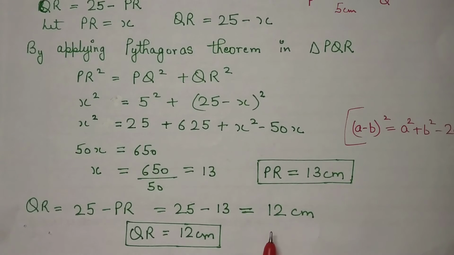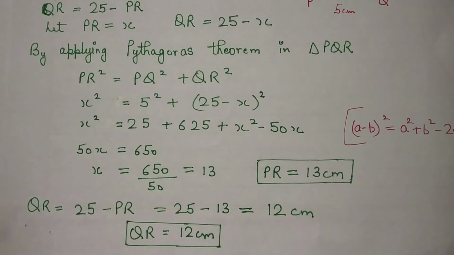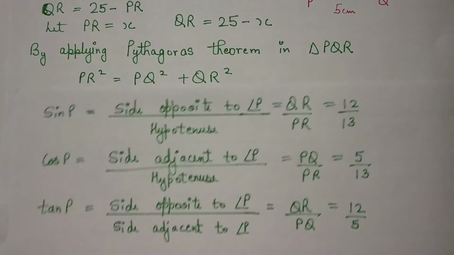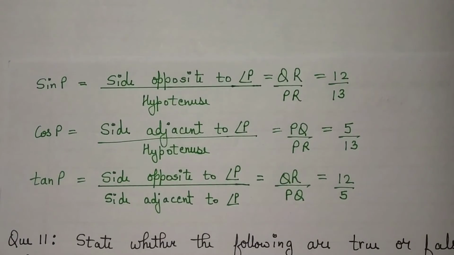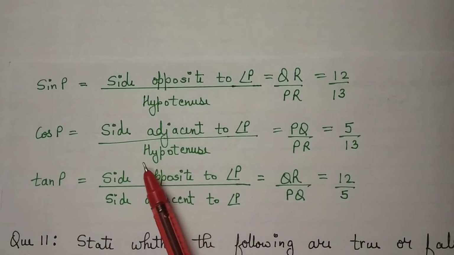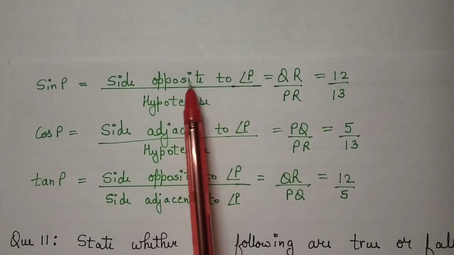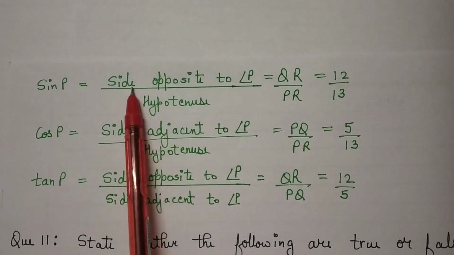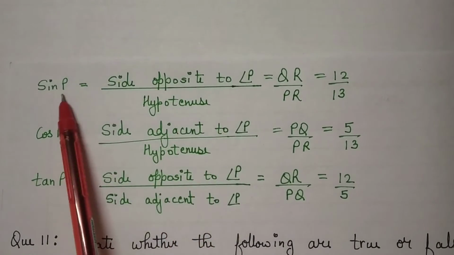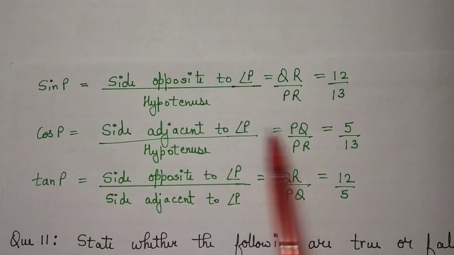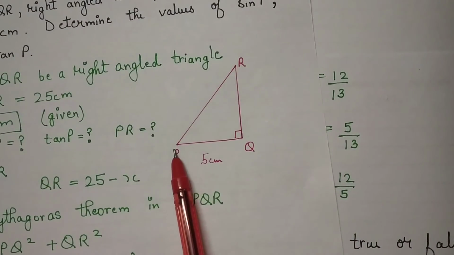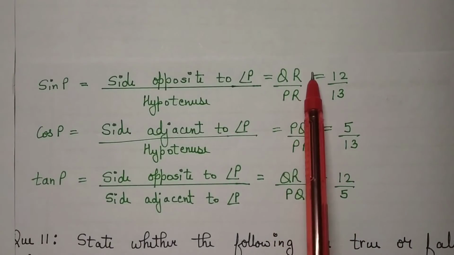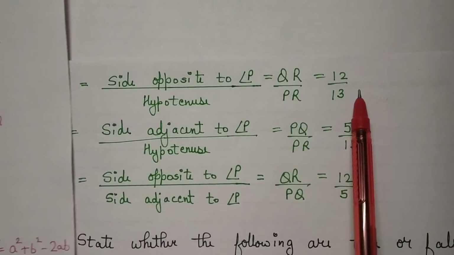Now I have got all the three sides. Now it is easy because sin P, cos P, tan P can be easily written. For perpendicular we write opposite. For base we write adjacent. Sin P is side opposite to angle P by hypotenuse. Opposite to angle P is what? QR. So QR by hypotenuse, which is PR, and putting the values.